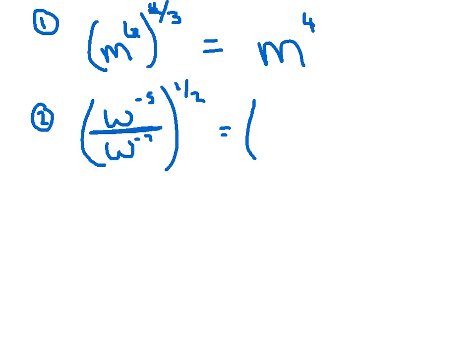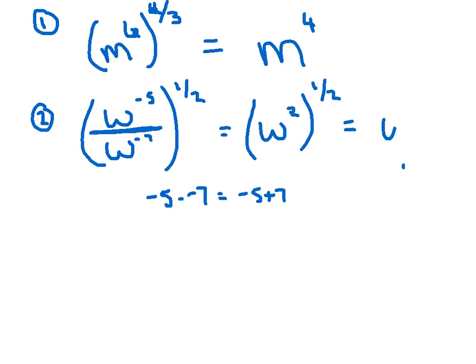Hopefully you said rule number 2, the quotient rule. The quotient rule says that if you're dividing like bases, we are simply going to subtract those exponents. We could go off to the side here and say, okay, -5 minus a -7 turns into -5 plus 7. So I have a new exponent of 2. And then, of course, we still have that outside exponent of 1/2. Now, we've got one more step to do. We're now going to use rule number 3, called the power rule. We have a power raised to a power. If I multiply those powers together, I end up with a 1. We don't have to write the 1, so my final answer would simply be w.